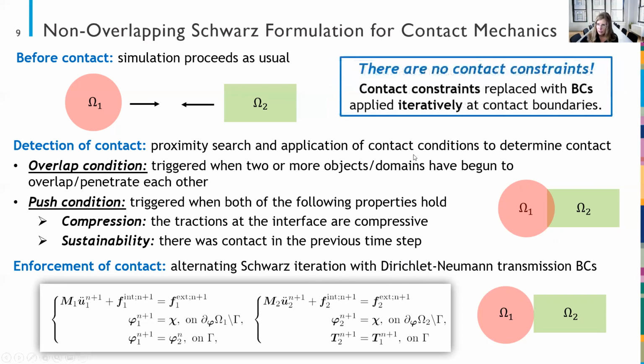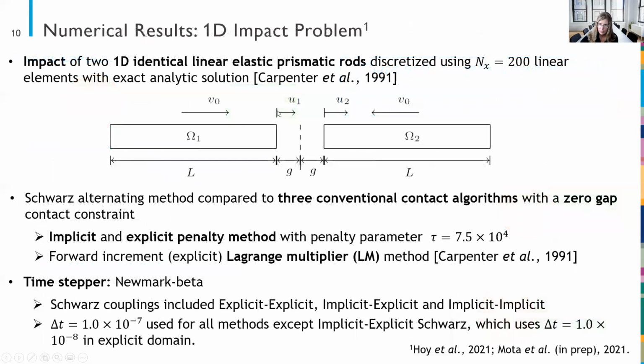What I wanted to call to your attention is that in this method, there are no contact constraints that you see in traditional methods, like say the penalty method. These contact constraints are replaced with boundary conditions applied iteratively at the contact boundaries. So in the interest of time, I'll show one example, a 1D impact problem where we've verified and evaluated the method.